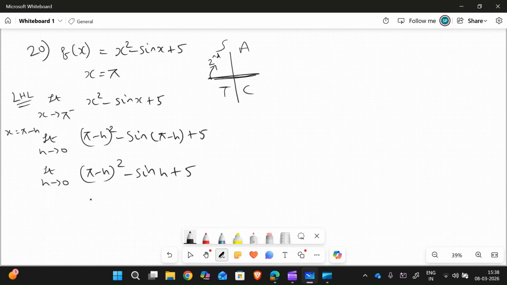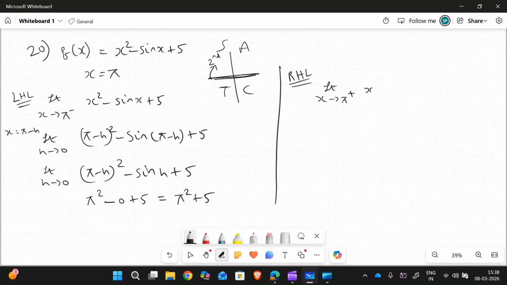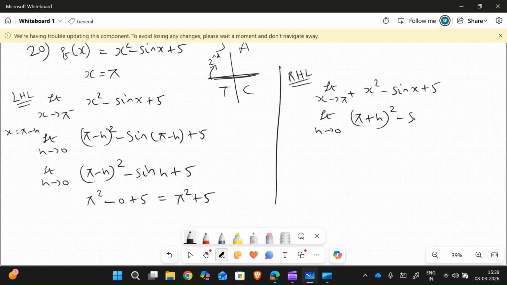Now if you substitute, it will be pi square minus sine 0, which is 0, plus 5. So it will be pi square plus 5. Okay. Now there's the catch in the right hand limit. Now limit x tending to pi plus of x square minus sin x plus 5. What is the value you take? Limit h tending to 0, pi plus h the whole square minus sine of h plus 5.